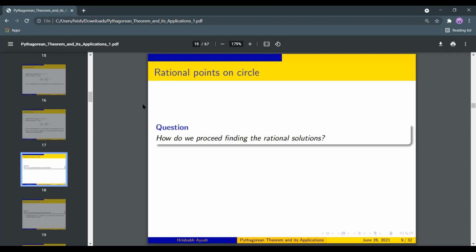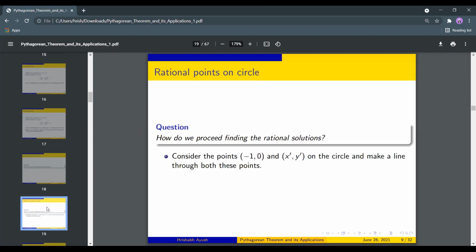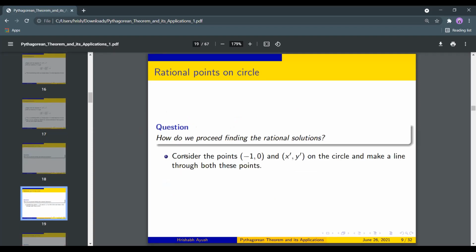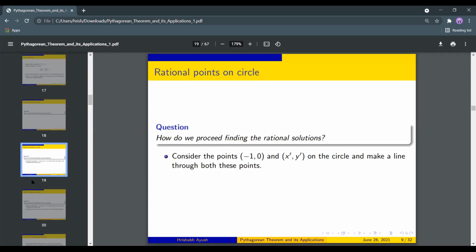So what do I mean by rational points on a circle? It is a technique used to find all the rational solutions. We'll see how we find them. So consider the two points -1, 0 and x prime, y prime on the circle, and make a line through both these points. Why I chose -1, 0 is a special case. I'll talk about it in the later slides.